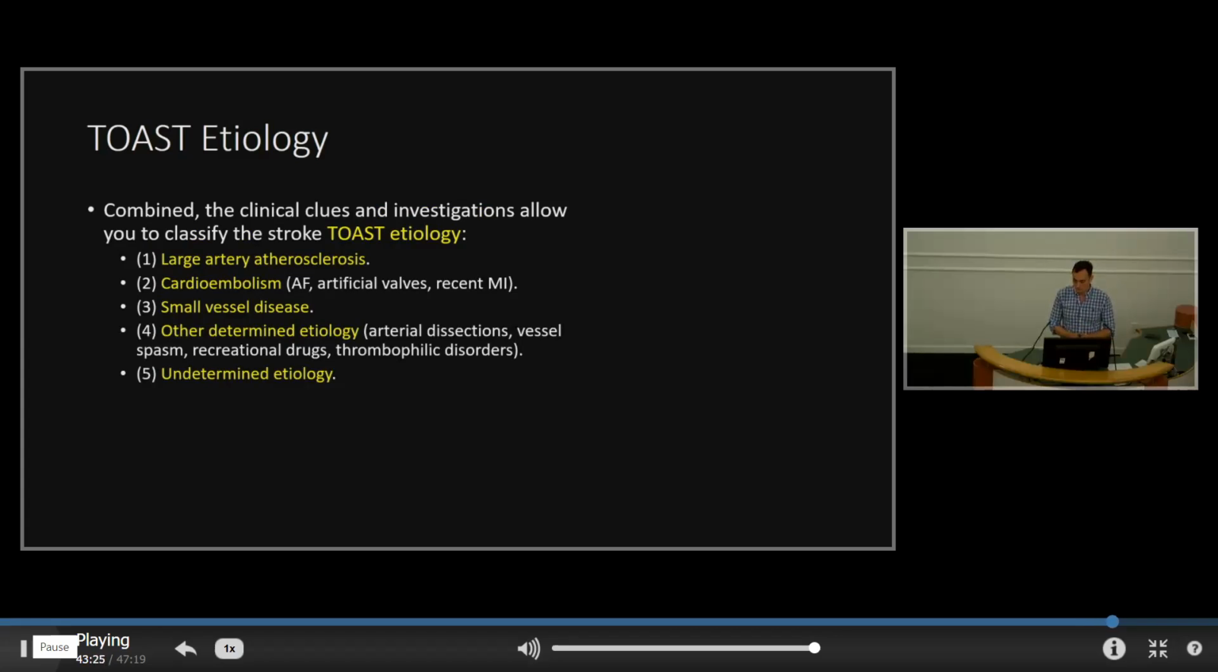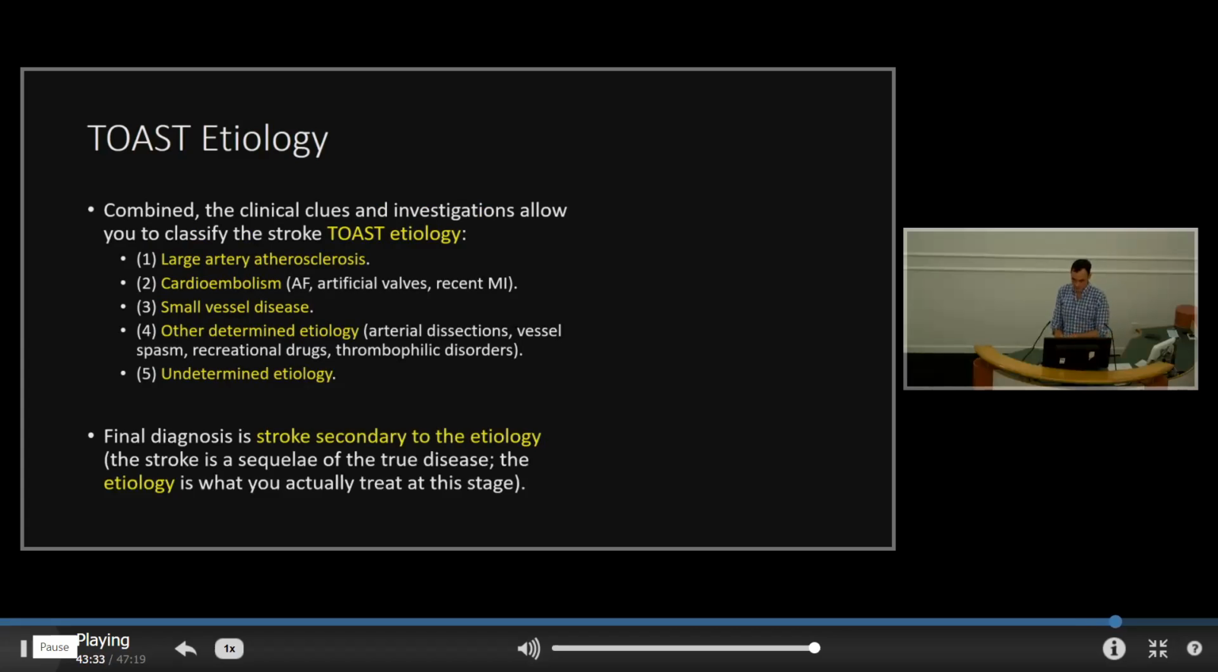Probably, even if you do all the work and try hard enough, in about 20% of strokes you're not going to find the source. So the final diagnosis, what should be on the discharge summary, is whatever the kind of stroke was, secondary to the etiology, whatever that was. Remember, stroke is a sequelae of the true disease. In stroke, the brain is not the problem. It's something else that threw a clot at the brain.